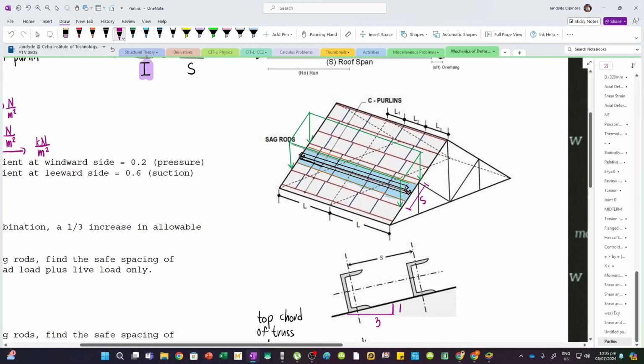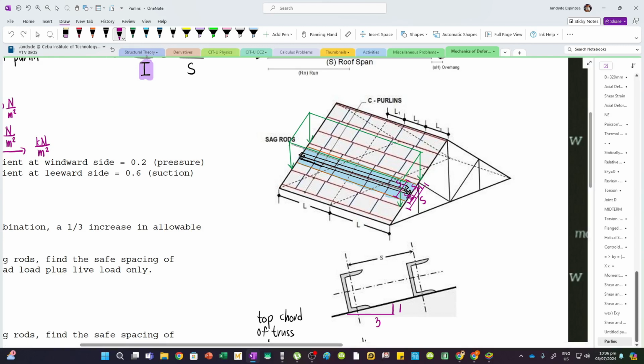Now, this is half of S. Yan. So, this is S over 2. And then, this is also S over 2. Now, what is S over 2 plus S over 2? That's only the spacing. So, meaning, for the tributary area, yung width pala natin is equal to S. Again, S over 2 plus S over 2.